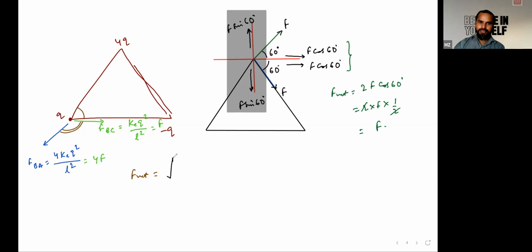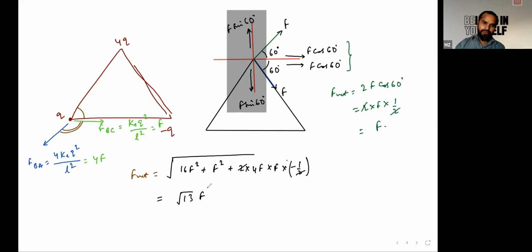For the resultant, just check first vector squared, second vector squared, plus 2 times first vector times second vector times cos of 120, which is minus 1 by 2. So this 2 and this 2 cancel out. So it will be 16 plus 1, 17 minus 4, 13 times f squared. So it will be under root of 13 times f. If you put the value of f in this particular part, it will become under root 13 kq square over L square.